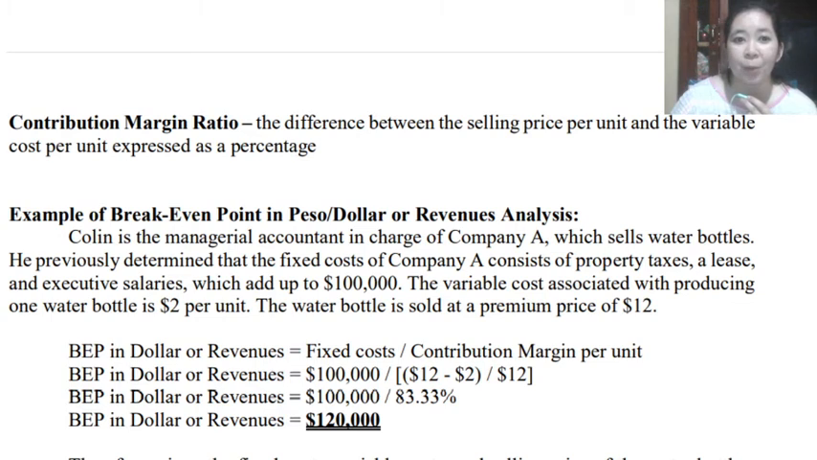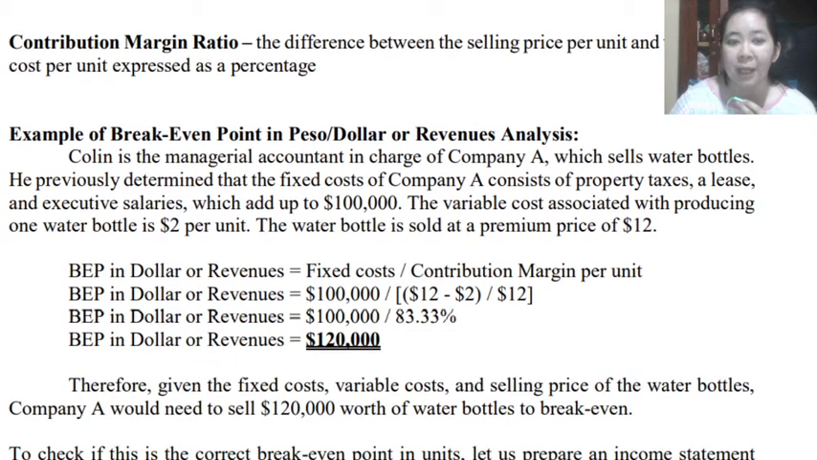Okay, so again, Company A sells water bottles. They previously determined that the fixed cost is equal to 100,000. Variable cost is equal to 2 per unit, and the selling price is 12 per unit. So to determine your break-even point in terms of revenue, following our formula, this is equal to fixed cost divided by contribution margin ratio.